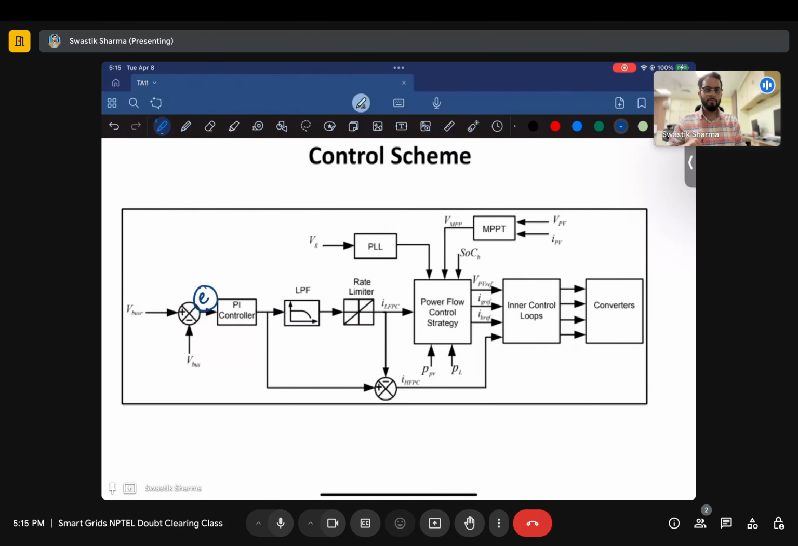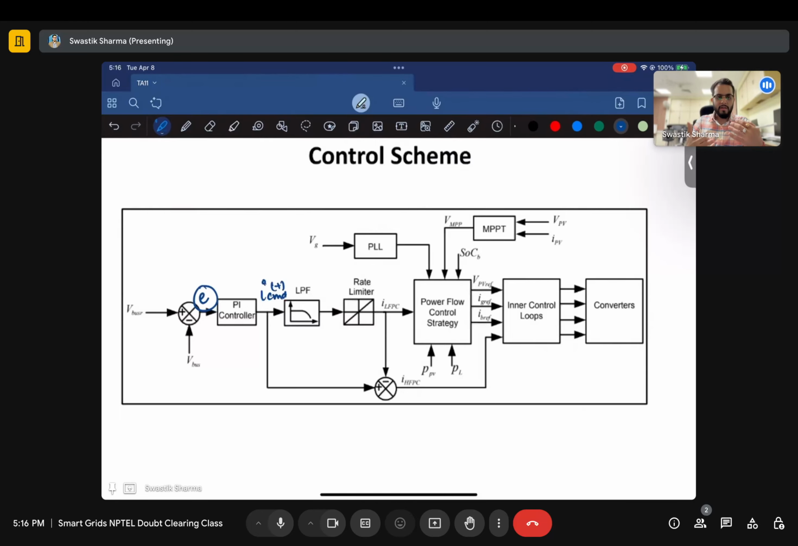And for that purpose, this control scheme modifies the power flow control strategy in such a way that what we want out from the system follows the bus voltage as closely as possible. And that is what is happening over here. So this error signal is sent to this PI controller, and it develops a command signal. So what is this command signal? It is a current.